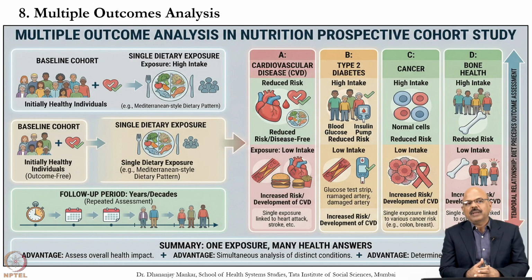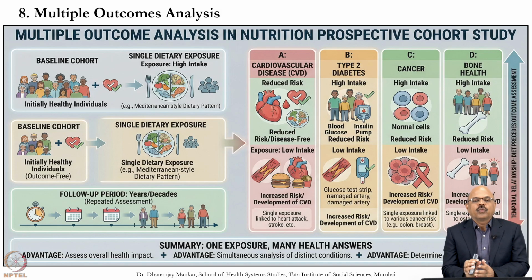The multiple outcome analysis, actually, in a nutrition prospective cohort study, where your baseline cohort consists of healthy, outcome-free individuals, with a single dietary exposure, like a Mediterranean-style or DASH diet or dietary patterns, which can give you more reasons for taking it ahead. Follow-up periods involve repeated assessments, which are done periodically over years for a long period.